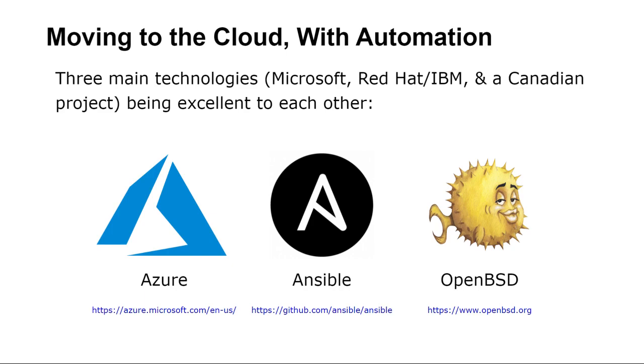In order to do this, I'm going to use three different components that turn out to be really excellent to each other in a lot of ways. You already know that Azure is a cloud provider, and you probably know about Ansible, but at a Linux conference, you probably aren't that familiar with the BSD family of operating systems. So why would I choose BSD? I've been using BSDs for a few decades now, but I needed to stop and ask myself, why is BSD the right platform for my cloud infrastructure?